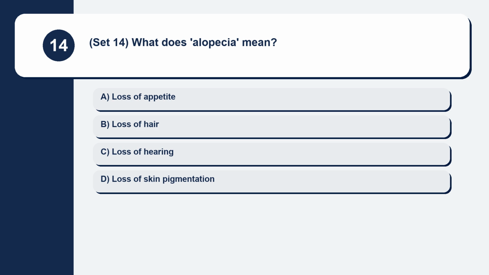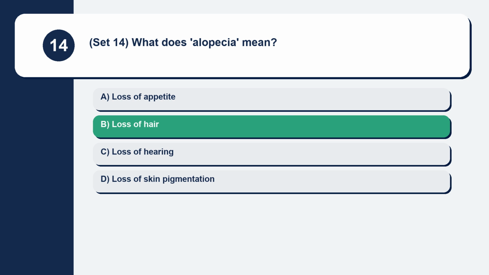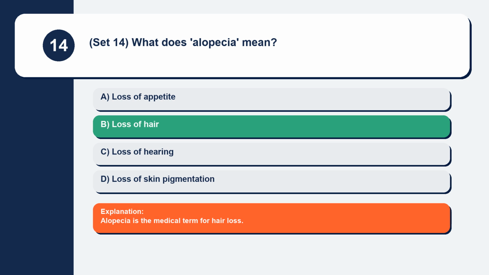Question 14. Set 14. What does alopecia mean? Loss of appetite, loss of hair, loss of hearing, loss of skin pigmentation. Alopecia is the medical term for hair loss.